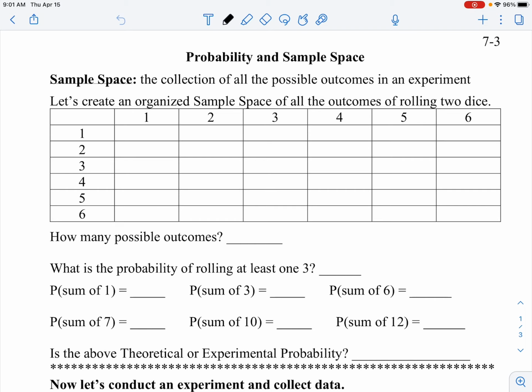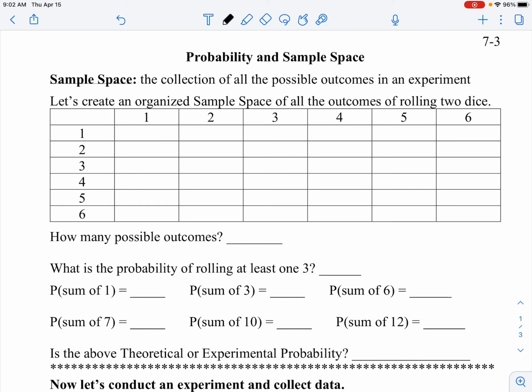So today we're moving into probability and sample spaces. A sample space is the collection of all possible outcomes in an experiment. So what we're going to do is create a sample space of all the outcomes of rolling 2 dice and adding the numbers together. Up top here we've got our options, what we could get for the first roll, and on the side here we've got options that we could get for the second roll, and what we're going to do is add those together.